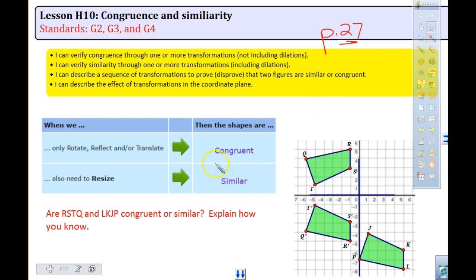If it's congruent or similar, congruent is when you rotate, reflect, or translate. Similar is when we do a dilation. We resize it when we dilate. Okay? So anytime we're dilating, we're going to have similar.